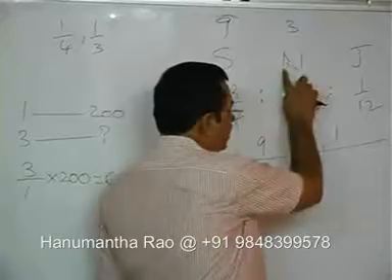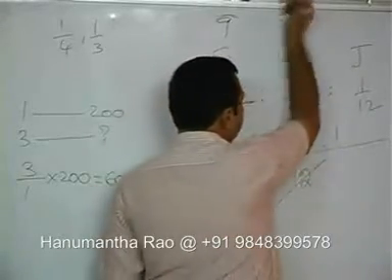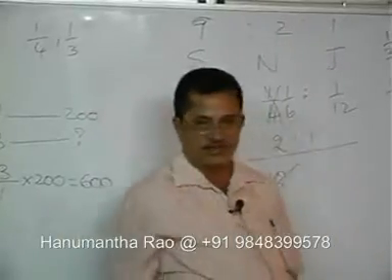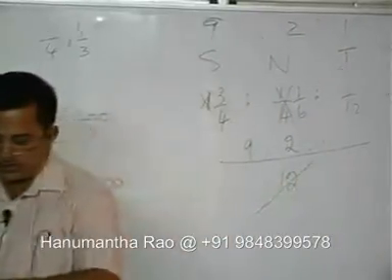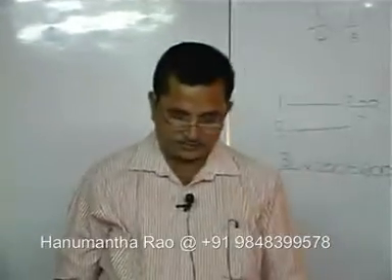And Naresh in turn gave 1/3. 1/3 of 3 shares is 1 share. He is left with 2 shares. Directly you can take 9 is to 2 is to 1. Next.